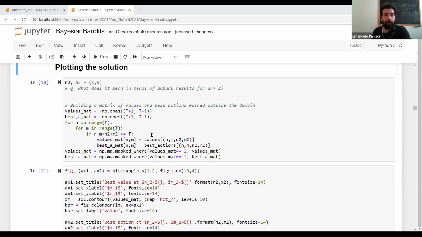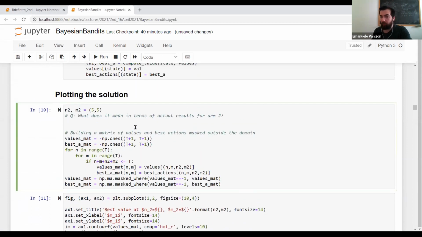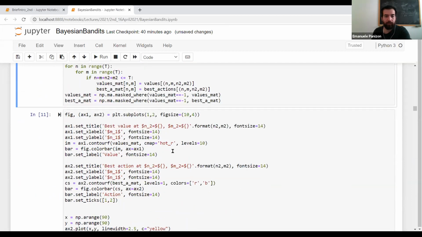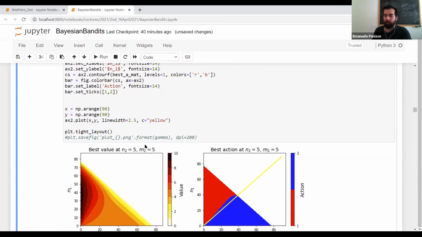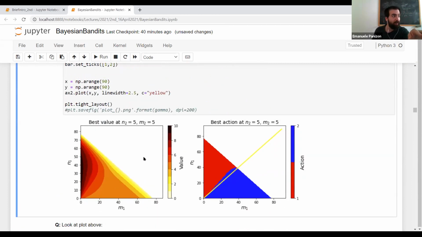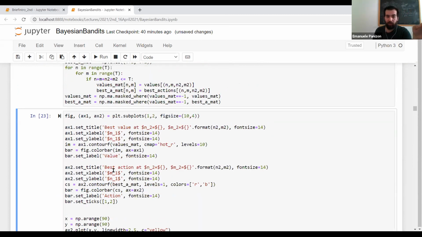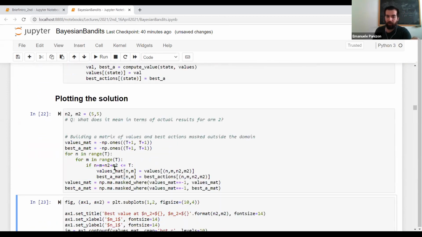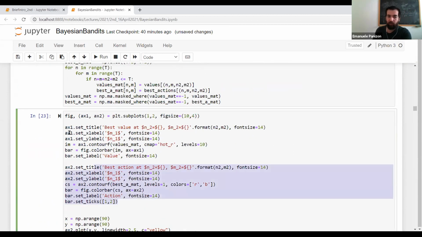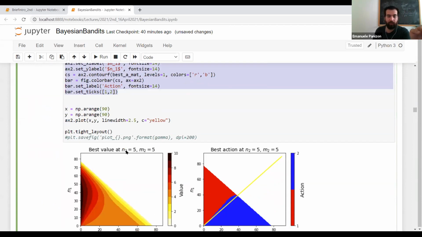Okay, so we can now check the numbers of this. So good. Let's, for example, plot a solution. Okay, this is just what happens. I took this T, capital T, as before. This was already computing all the values and best action. This is just a script to properly plot it.